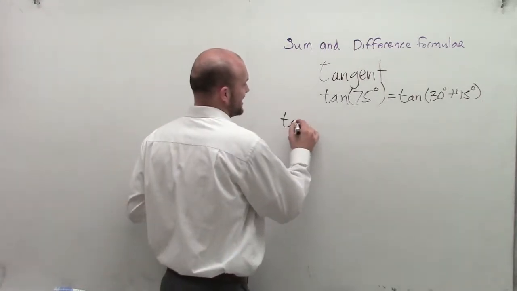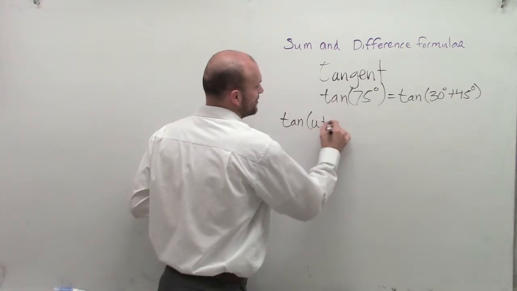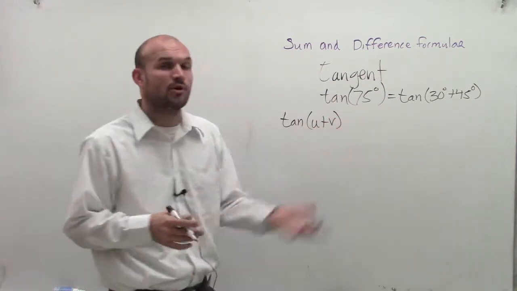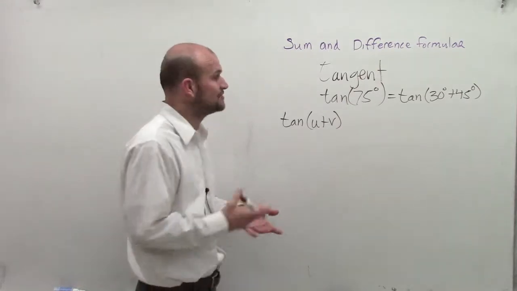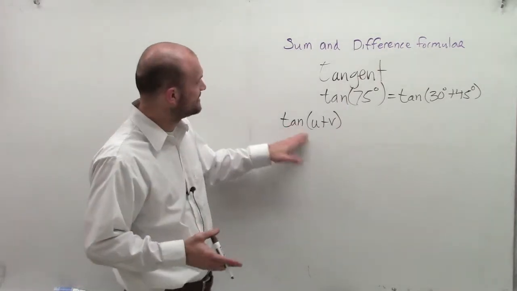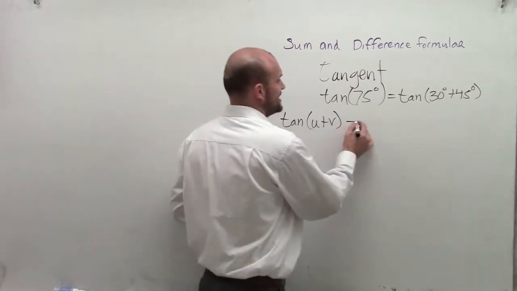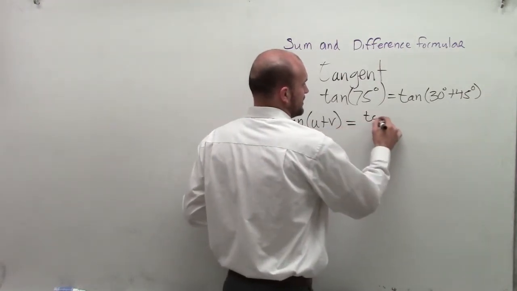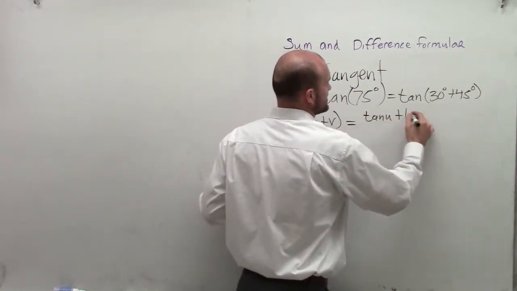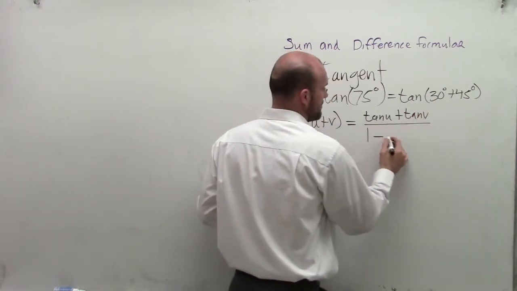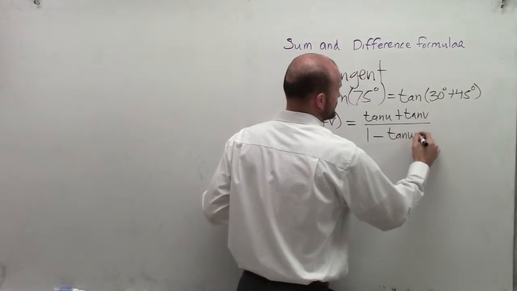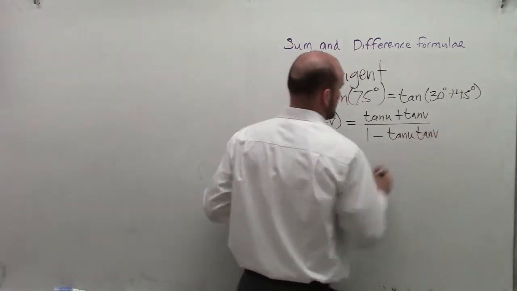So let's say I want to find the sum of two smaller angles. Now, it's important that for our angles u and v that we can evaluate them exactly by using our unit circle. So we have the tangent of u plus v. So that's going to equal the tangent of u plus the tangent of v divided by 1 minus the tangent of u times the tangent of v.